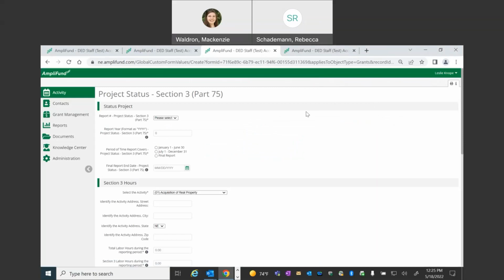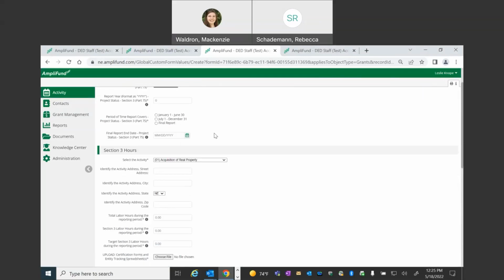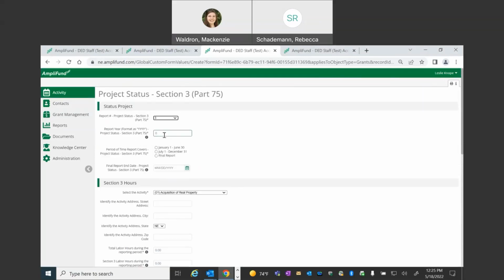So some of our recipients in the CDBG program have already been submitting project status reports. So we're going to pretend we've been doing a couple project status reports so far. So this is going to be technically our third project status report. We are doing a catch-up year. This report is due July 30th. So this is for reporting year 2022. And you're going to select the radial button that says January 1st through June 30th.